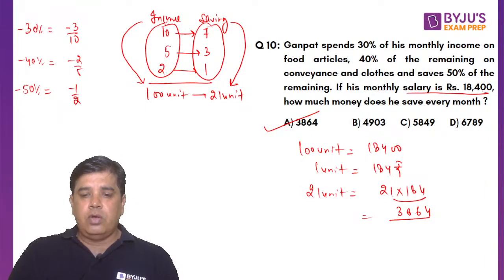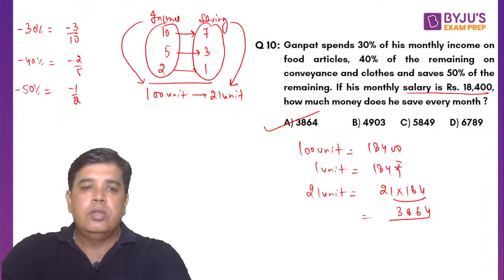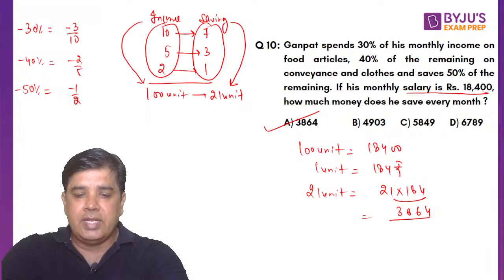Darshana, your answer was also right. 24. Very good. 3864 is the correct answer.